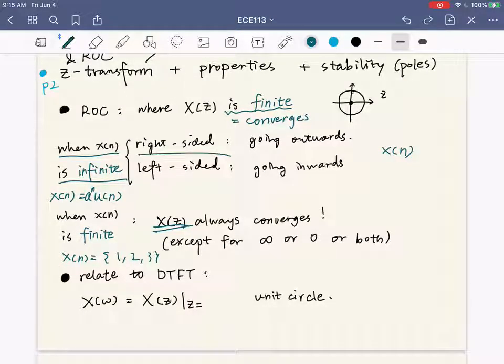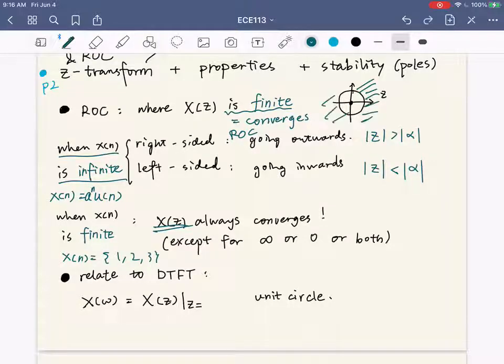When x[n] is infinite, we see whether it is a right-sided signal or a left-sided signal. For a right-sided signal, the ROC will go outwards from the outermost pole, so |z| will be bigger than the outermost pole. And for a left-sided signal, the ROC will be within the innermost pole. Okay, do I answer your question? Oh, okay. So going outwards means it's outside the circle? Yes, exactly. The full expression is going outwards from the outermost pole.